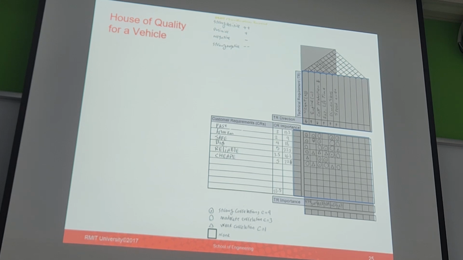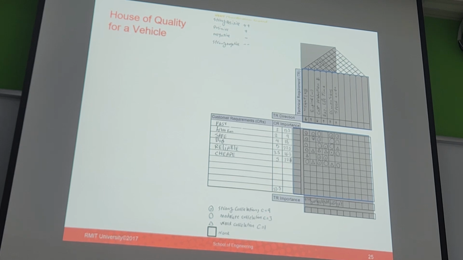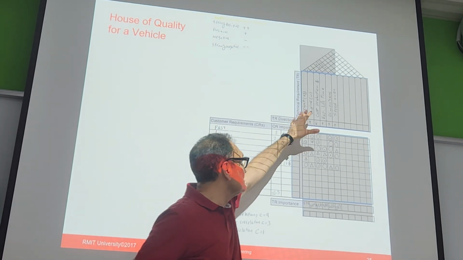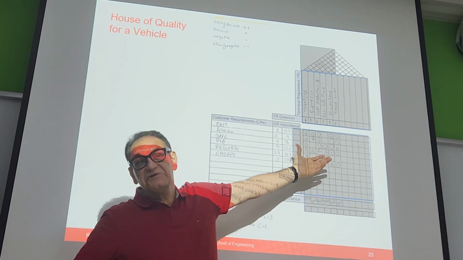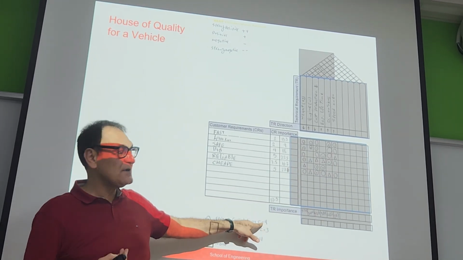Sir, are the 9, 3 and 1 fixed values, or can we assign our own values? The correlation. Which one? The strong. The correlation. Are those fixed numbers? It's up to you. If you like to show the correlation between this and this, you show the shape, and the shape strong is 9. I call it myself, up to you. You can put it 9, 8.